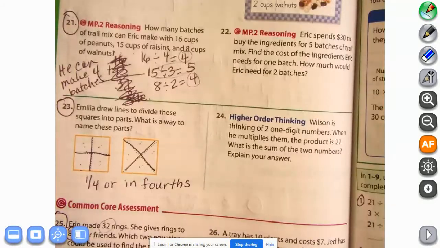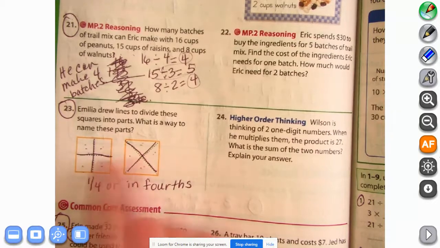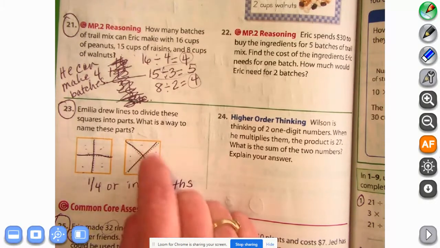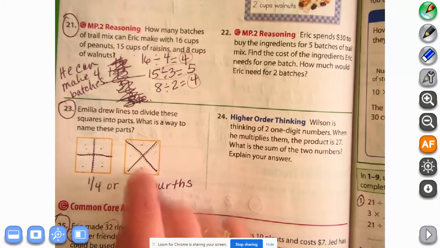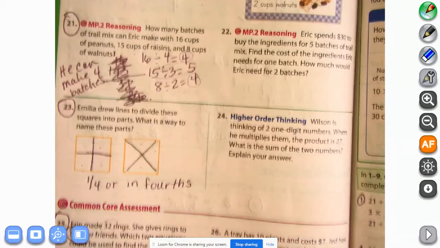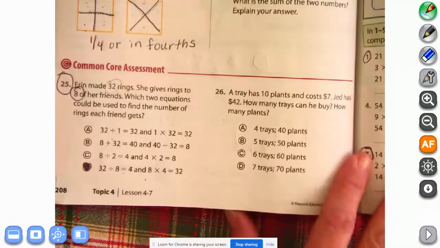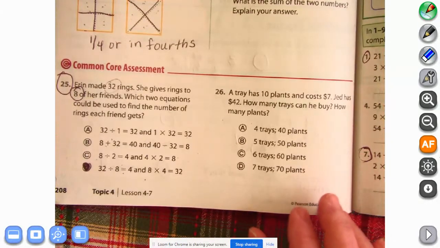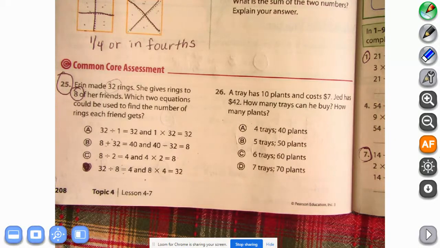Number 23, Amelia drew lines to divide these squares into parts. What is a way to name these parts? So she cut them into 4 pieces. So each piece is worth 1 out of 4. Okay, so another way to say this is it was cut into fourths, 4 parts.